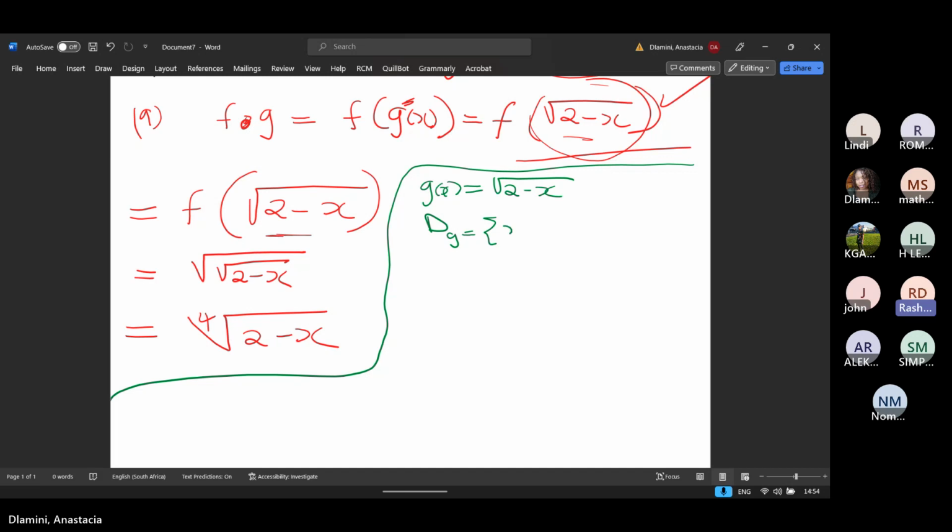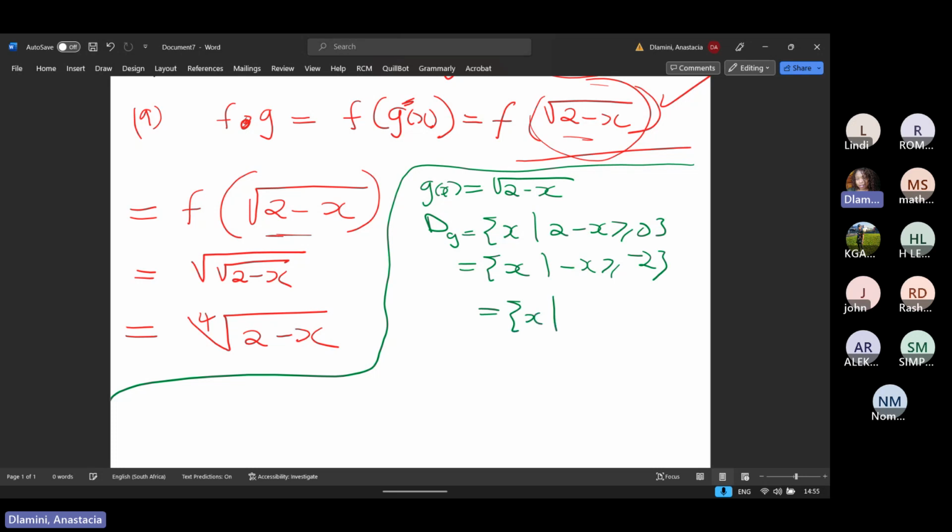2 minus x greater than or equals to 0. So we take the 2 to the other side, so this will be negative x greater than or equals to -2. Then we multiply or divide by -1, so x is less than or equals to 2. The sign changes. When you multiply or divide by -1, the sign changes. So that's the domain of what? The domain of the inner function.